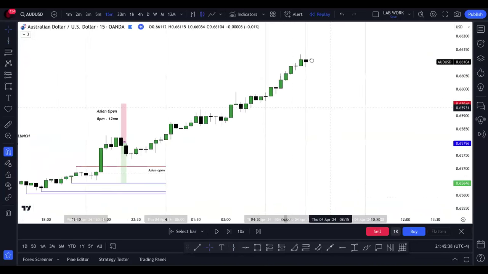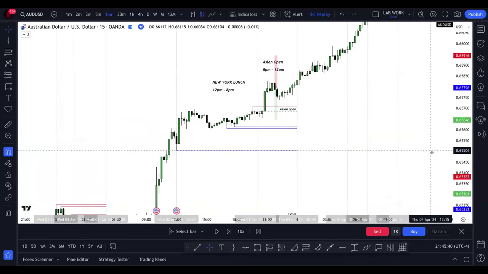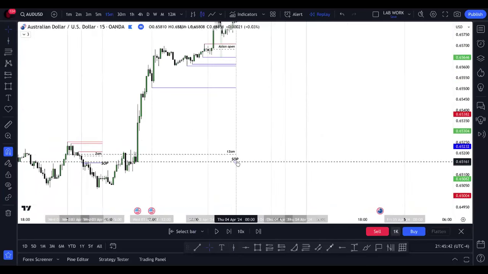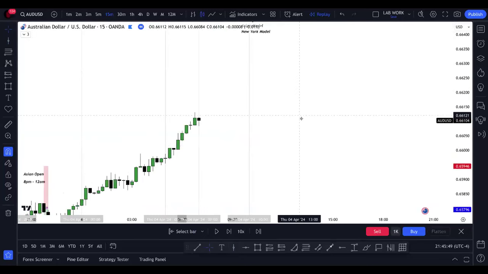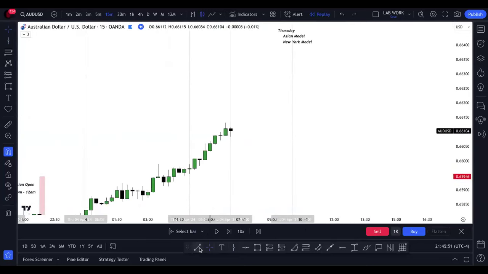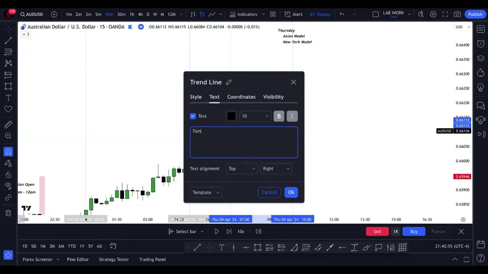We're clearly still above Sunday's opening price. Don't forget that. We're still above it. Once again, still above it. We're very overbought. We've got the opening price of the kill zone, 7 a.m., here.